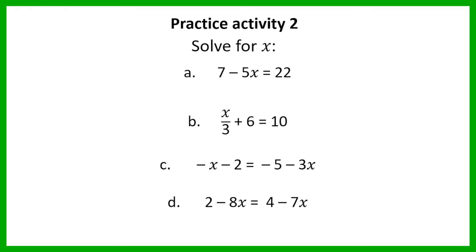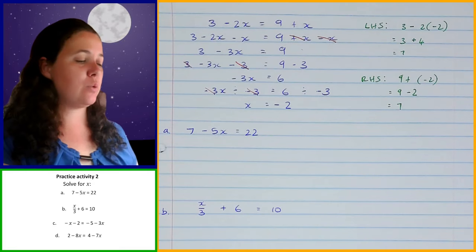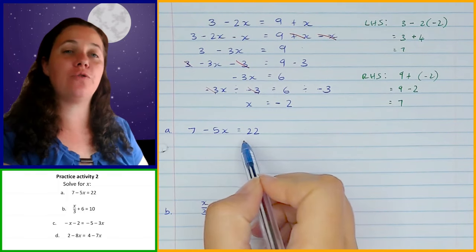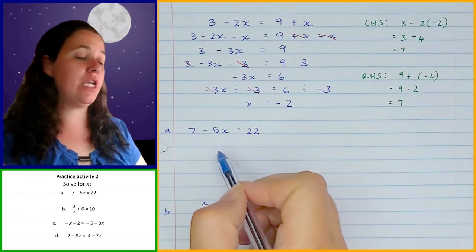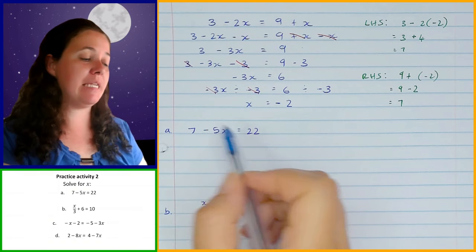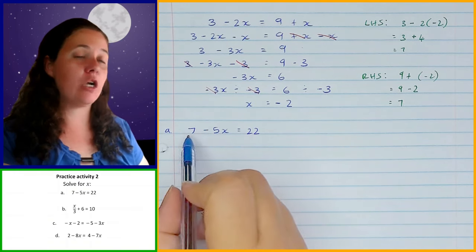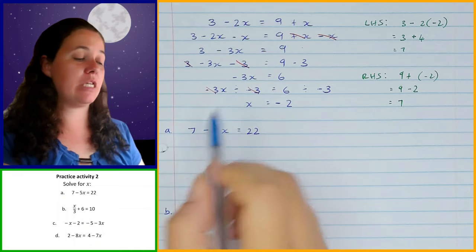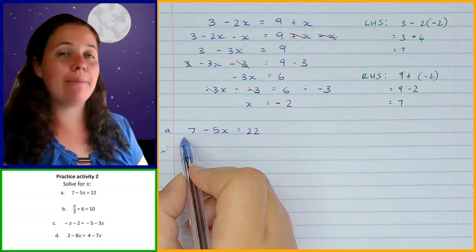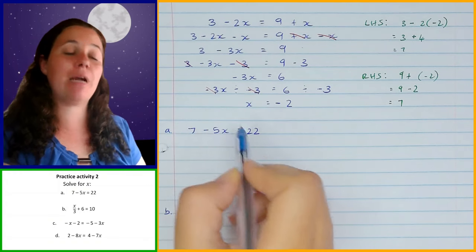Okay, so let's see how those examples went. The first one, we had 7 minus 5x equal to 22. So the first thing we need to do is make sure that we only have x terms on the left and only constant terms on the right, which means I need to get rid, in this case, of my constant term that is on the left. So I've got positive 7 over here, and I'm going to cancel that out by subtracting 7.